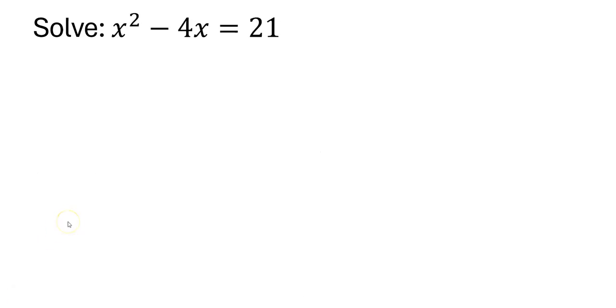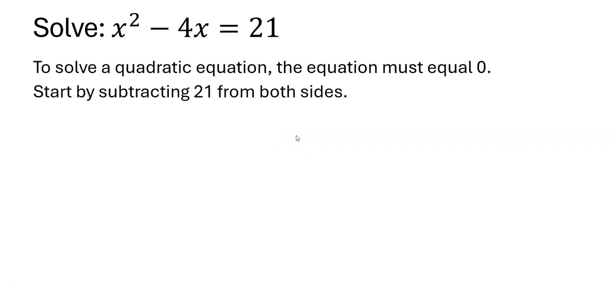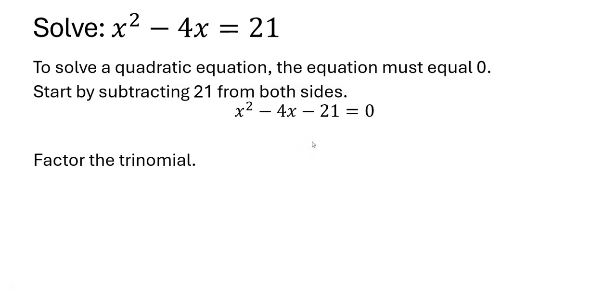So we have two solutions for this particular equation. Let's do another one. x squared minus 4x equals 21. Well, remember, to solve a quadratic equation, the equation must equal 0. So our first step is to get rid of the 21 because we need it to be equal to 0. We're going to start by subtracting 21 from both sides, and that gives us the equation x squared minus 4x minus 21 equals 0. Now we are ready to factor that trinomial. Whether you use the AC method, trial and error, the box method, whatever, you'll factor it to be an x minus 7 and an x plus 3 for our two terms.